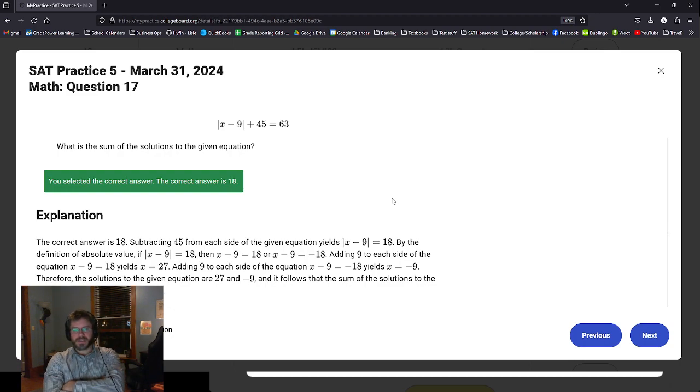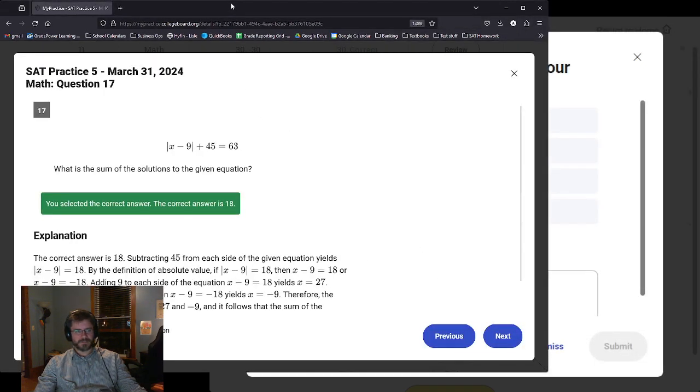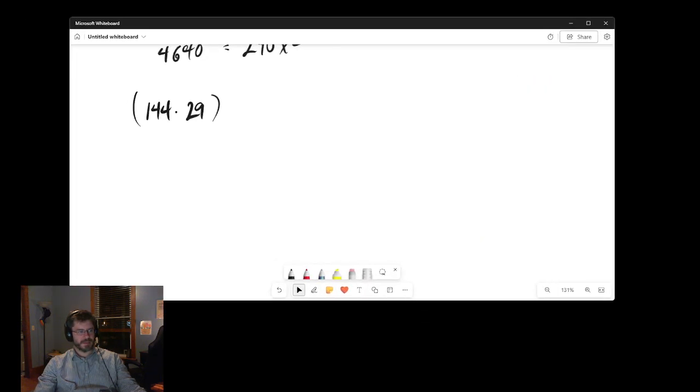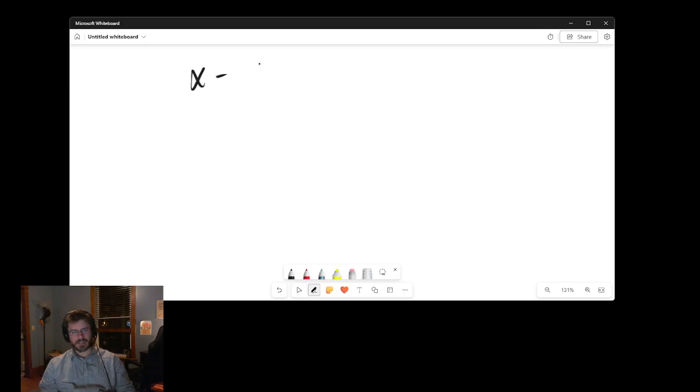Sum of the solutions to the given equation. So I wanted to see if there was a way to generalize that idea. So it's an absolute value. So let's go ahead and hide that from the view. Get rid of that. All right, we're just going to look at a whiteboard. Okay, so the expression that we were given is |x - 9| + 45 = 63.